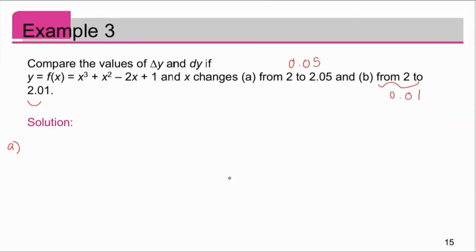All right, so let us just focus on question A first. First we want to compute delta y. So there are a couple of things that we need to find first. The first one is f of 2. Remember the formula, we have f of x plus delta x minus f of x.